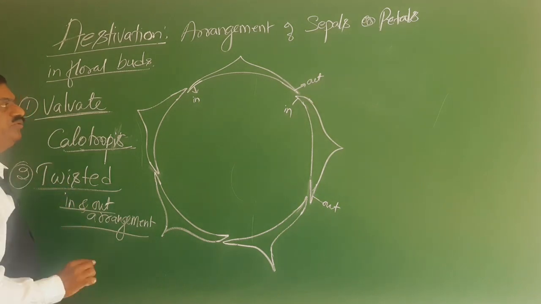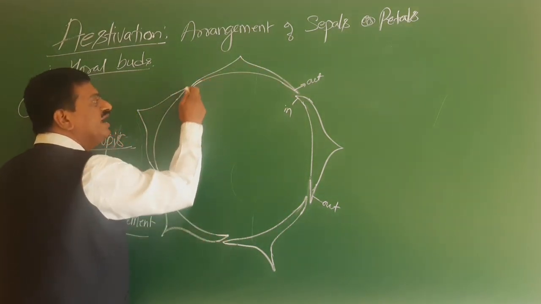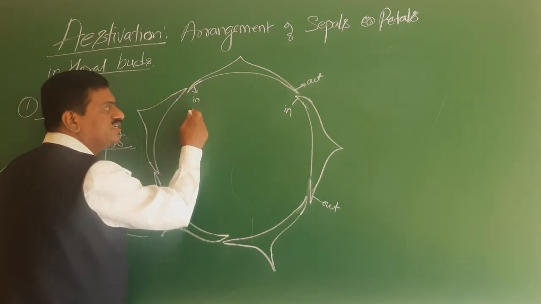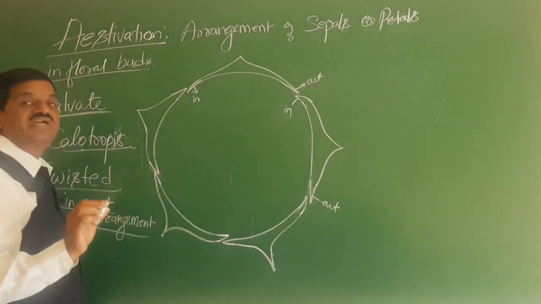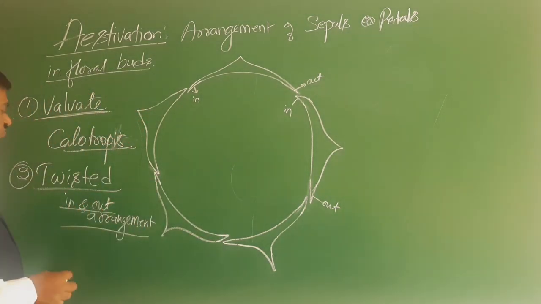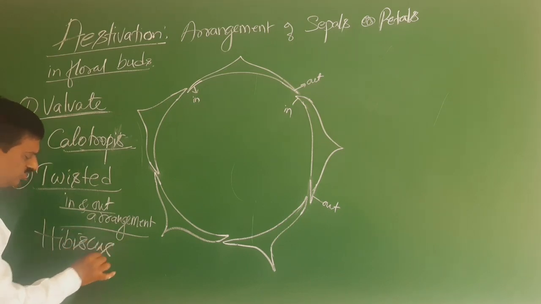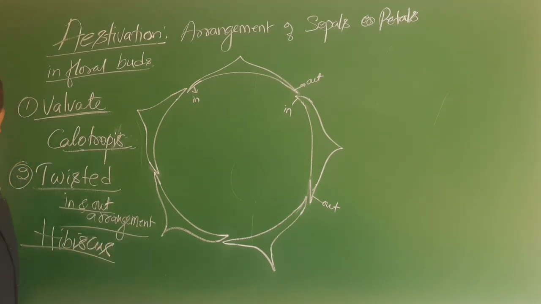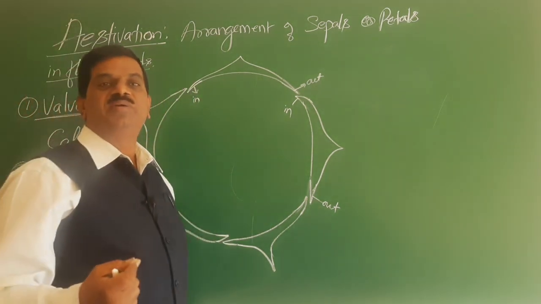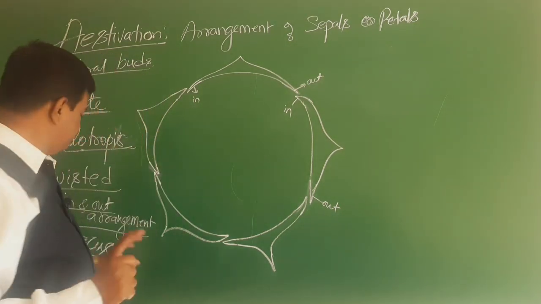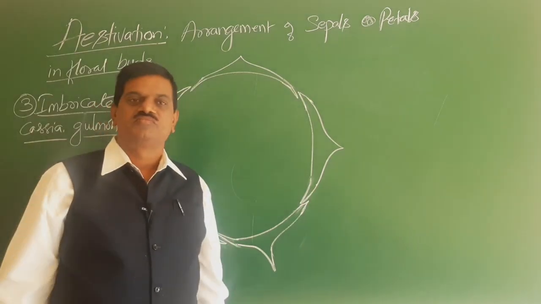So in a twisted estivation, in 5 sepals or 5 petals, one edge of a petal is on the inner side and one edge of a petal is outside. So it is called in and out arrangement. The example for this is hibiscus. Hibiscus is called China rose. In this, one petal is in and one petal is out. That is called twisted estivation. So we go for the next one.